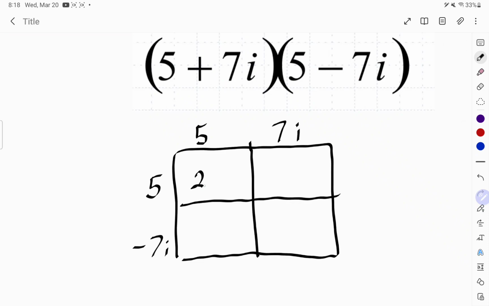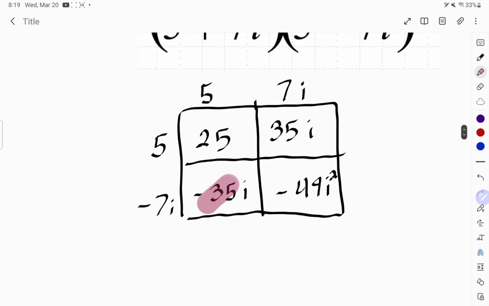Right here is going to be 25. Right here is going to be -35i. Over here is going to be 35i. And down here is going to be -49i squared. Pretty easy. All we're doing is multiplying. Once you multiply, then we're just going to have to combine like terms. And the way that this one's going to work, you're going to be combining these two first. So 35 minus 35 is 0. So there's not going to be anything else. So those two are going to cancel out.